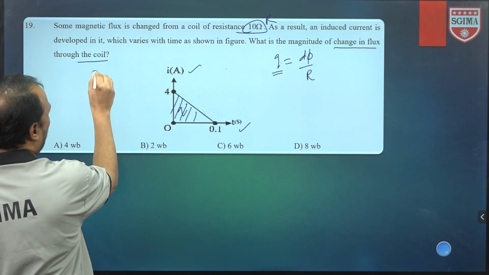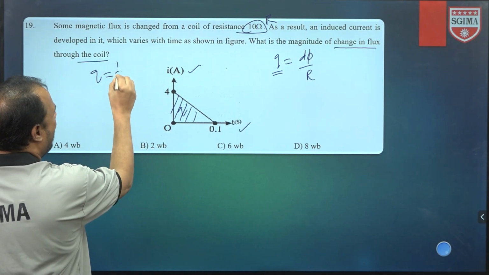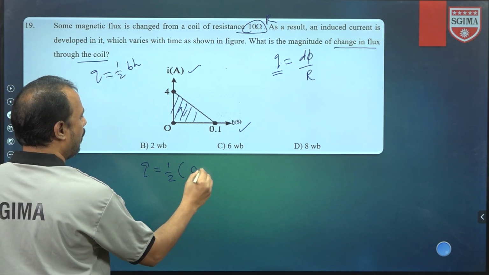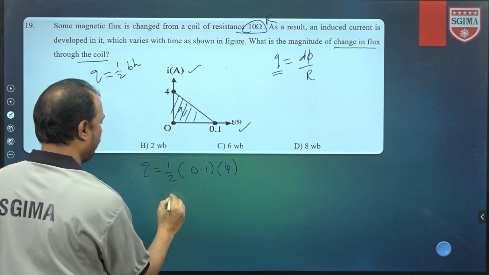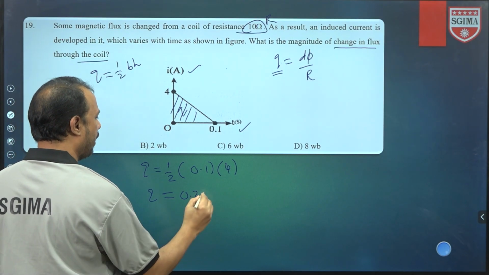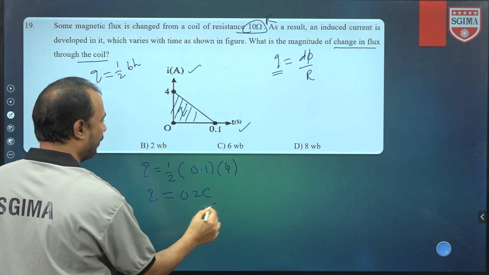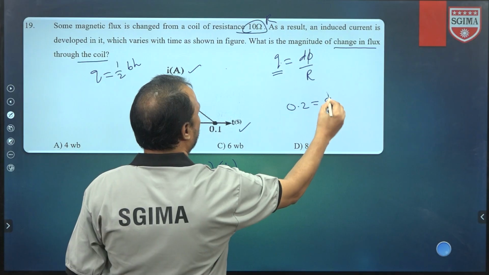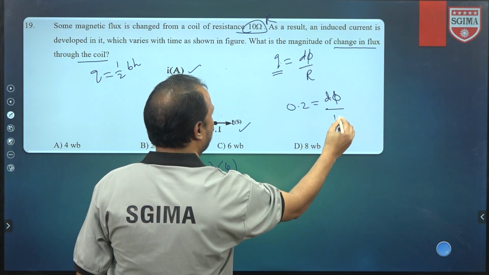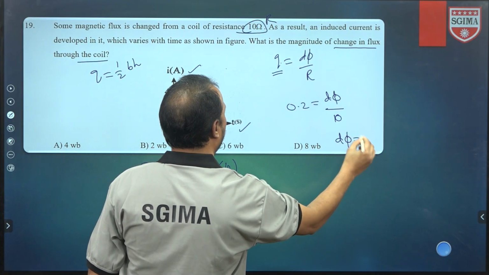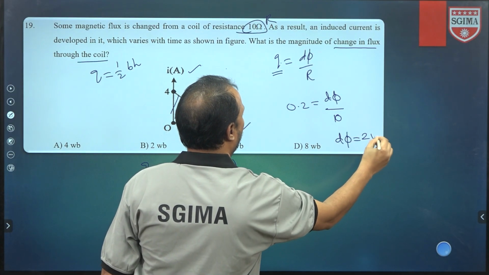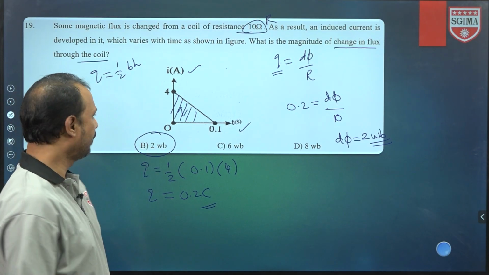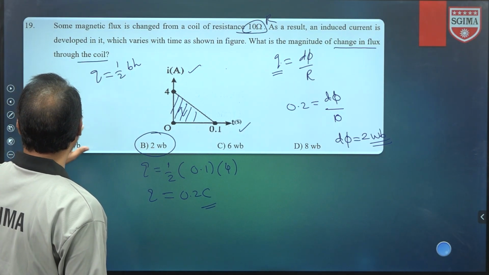So charge Q is a triangular area, half into base into height, half into base 0.1, height 4. So charge you will get 0.2, in coulombs. Then with charge 0.2, and asked the change in flux, resistance is 10, the change in flux you will get is 2 Weber. 2 Weber, so we have the second option. Okay, now coming to the next one, question number 20.